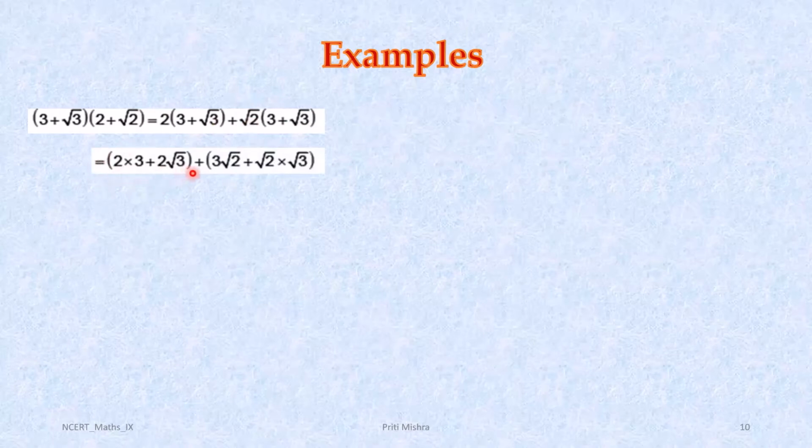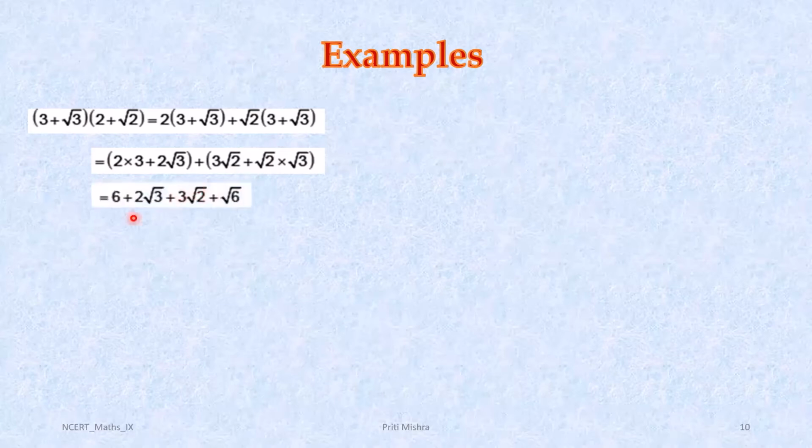2 into 3 plus 2 root 3 plus 3 root 2 plus under root 2 into root 3. After simplification, we can have 6 plus 2 root 3 plus 3 root 2 plus square root 6. This term will be square root 6. So this is the answer here, which is an irrational number.